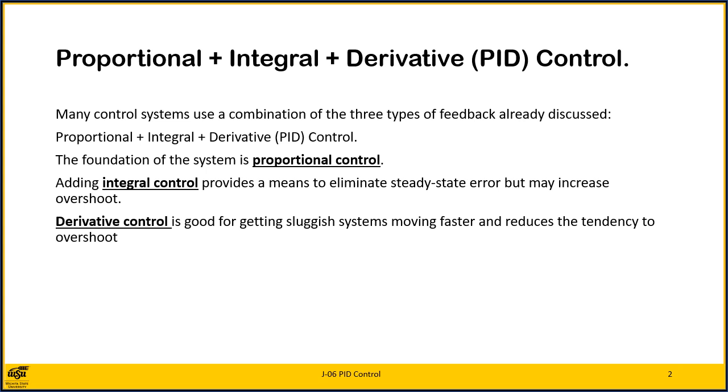Many control systems use a combination of the three types of feedback already discussed: proportional plus integral plus derivative, or PID control. The foundation of the system is proportional control. Adding integral control provides a means to eliminate steady-state error, but may increase overshoot. Derivative control is good for getting sluggish systems moving faster and reduces the tendency to overshoot.